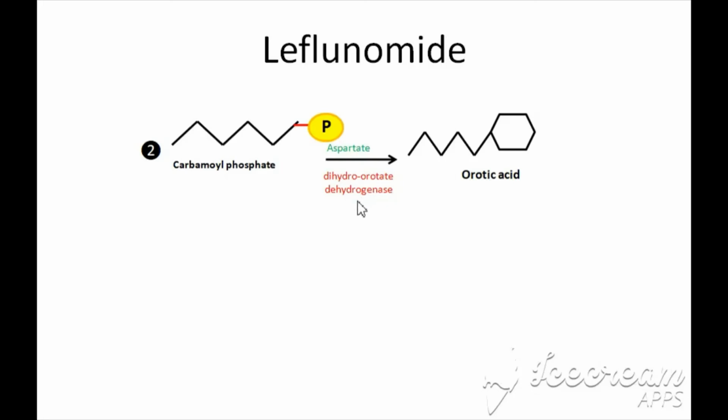Leflunomide mainly affects active T cells, so it's going to prevent the proliferation of active T cells, and that's what leads to its immunosuppressive effect.